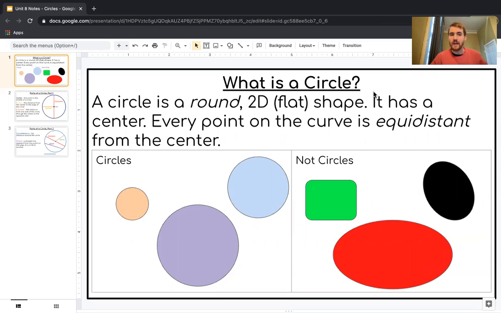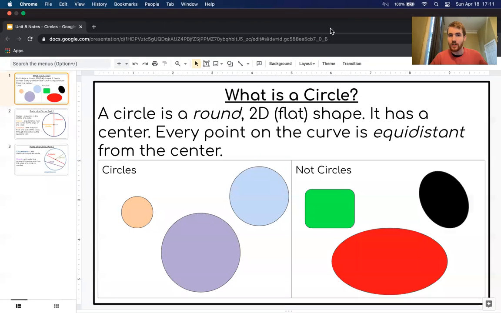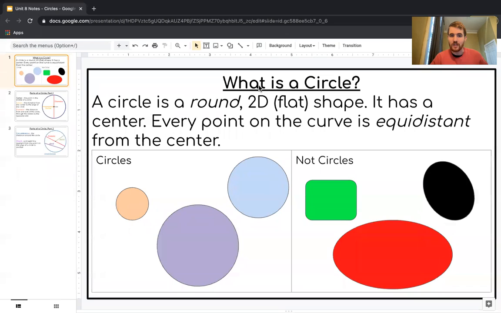The first thing to note is, what is a circle? Well, a circle is a round, two-dimensional, that means flat, shape. It has a center, and the thing to know about a circle is that in order for it to be a circle, every point on the edge of the circle has to be equidistant from the center.